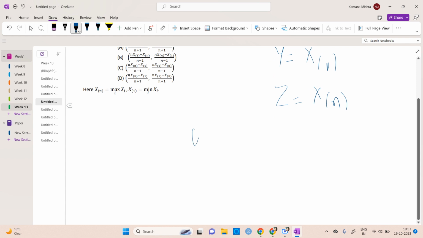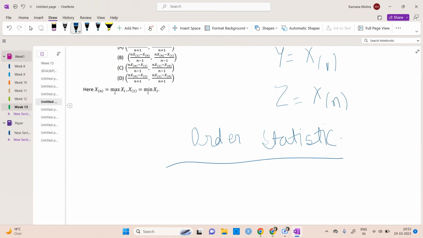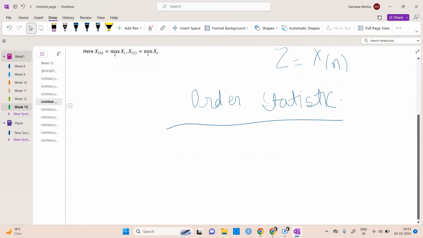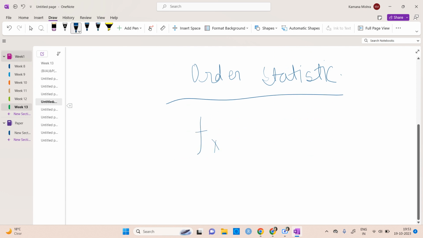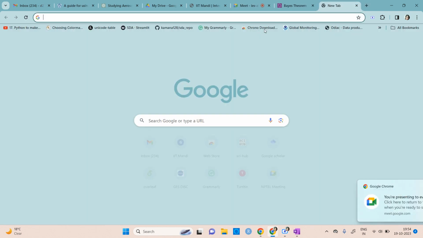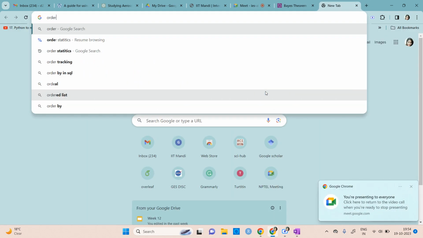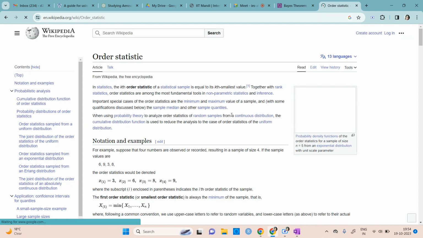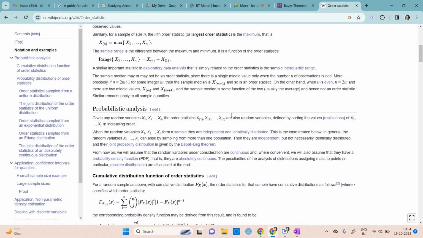There is one more thing you need to remember, which is order statistics. I have explained order statistics earlier, I think. Order statistics means you have x1 to xn. Then the fx pdf is different from the fxk pdf, and order statistics give the fxk pdf. So I would recommend you to go through this one. It would be better for you. Everything is written very clearly.